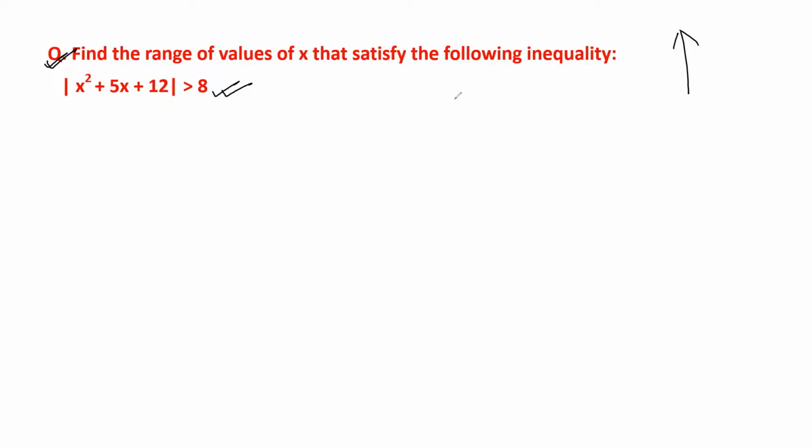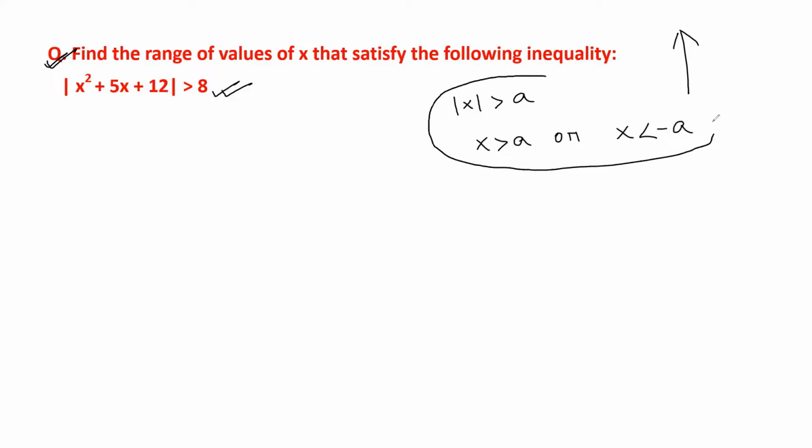We know that if mod of x is greater than a, then x would be greater than a or x would be less than minus a. So let us use the same concept here. Mod of x square plus 5x plus 12 is greater than 8. So using this, we can say that either x square plus 5x plus 12 would be greater than 8 or x square plus 5x plus 12 would be less than minus 8.